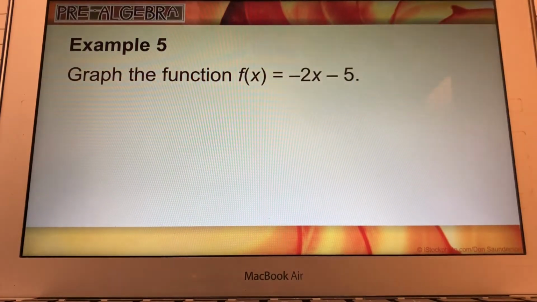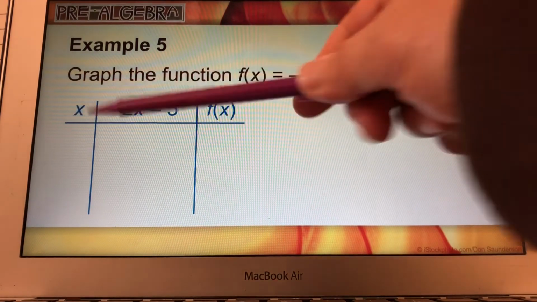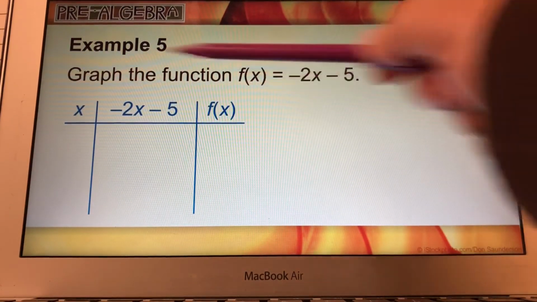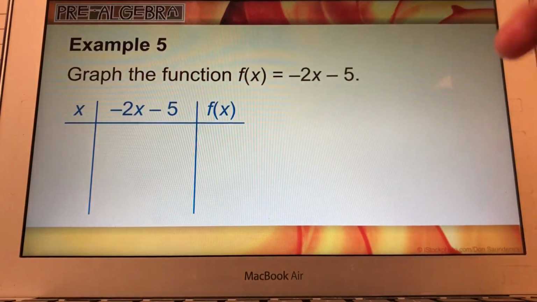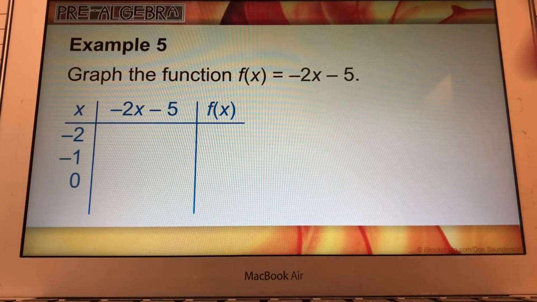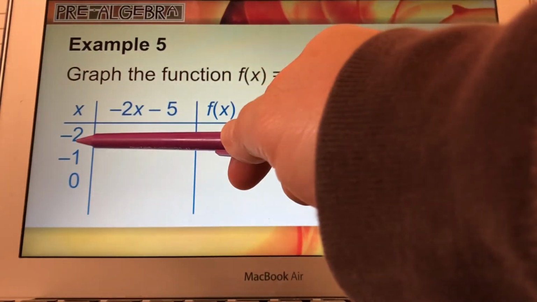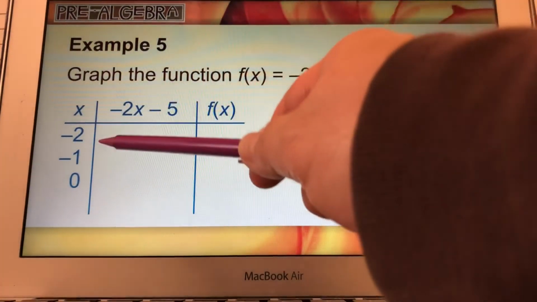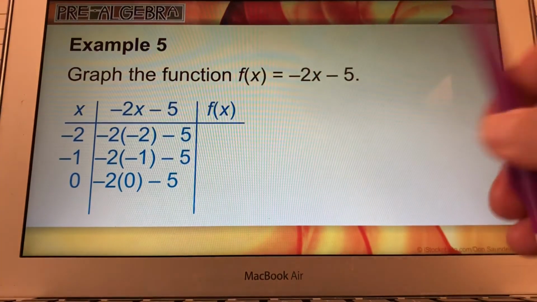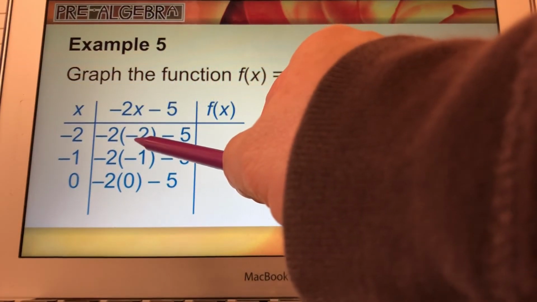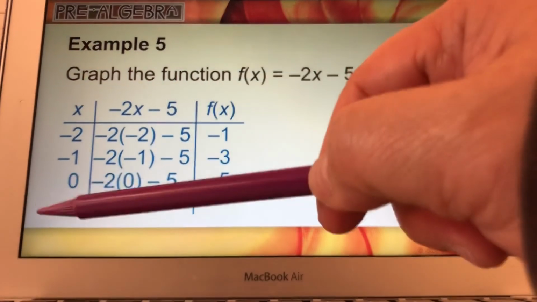Okay, let's say f of x is equal to negative 2x minus 5. Again, I'm going to make my chart. Here's my x, negative 2x minus 5 right here, and then f of x. Then I'm going to select numbers negative 2, negative 1, 0. So let's say I'm going to plug those in. Negative 2 times negative 2 minus 5. Negative 2 times negative 2 gives me positive 4, right? So 4 minus 5 gives me negative 1.